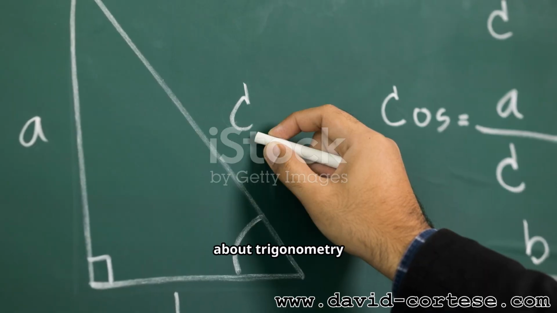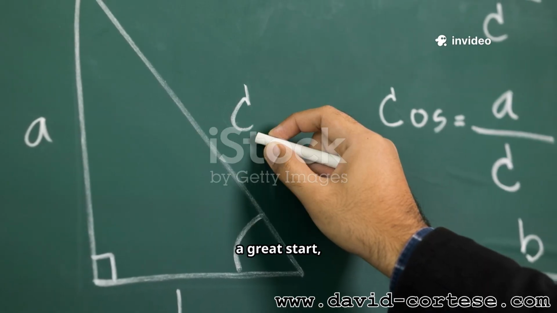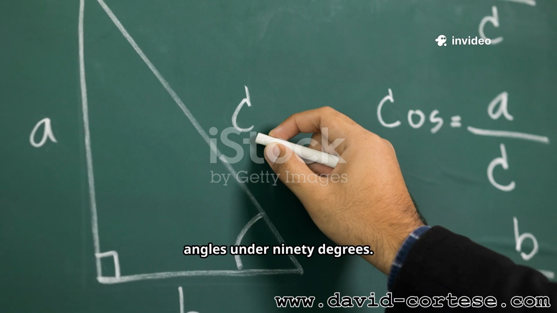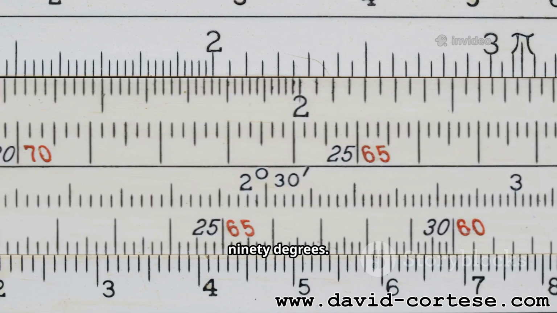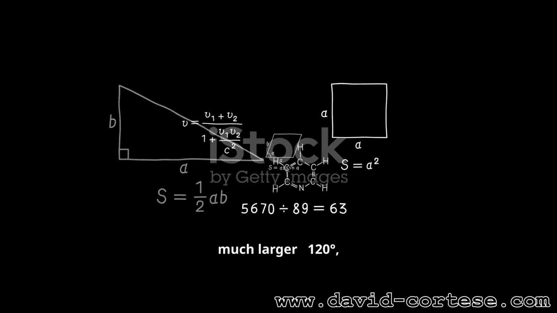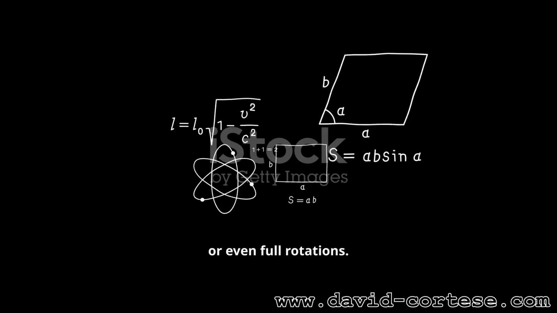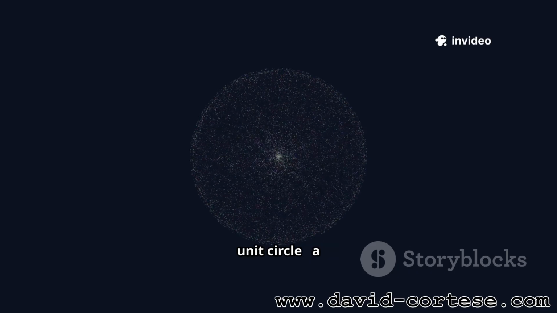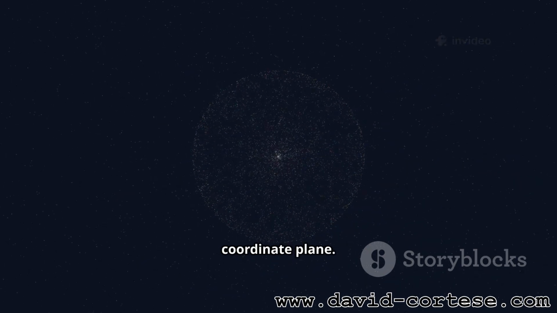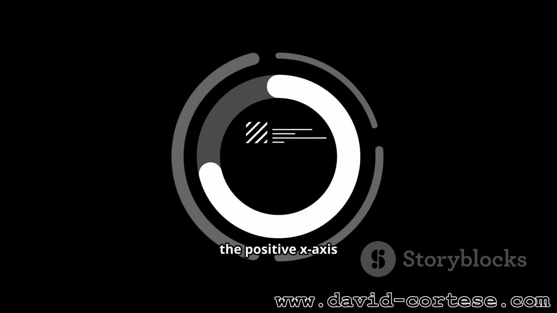So far, we've talked about trigonometry in right triangles. A great start, but limited to angles under 90 degrees. The triangle's acute angles must be between 0 and 90 degrees, but angles can be much larger: 120 degrees, 270 degrees, or even full rotations. To handle larger angles, we use the unit circle, a circle of radius 1 centered at the origin of an xy coordinate plane. Draw an angle from the positive x-axis and draw the radius to the circle edge at that angle. The radius length is 1.